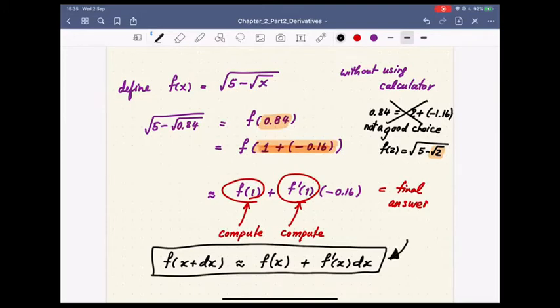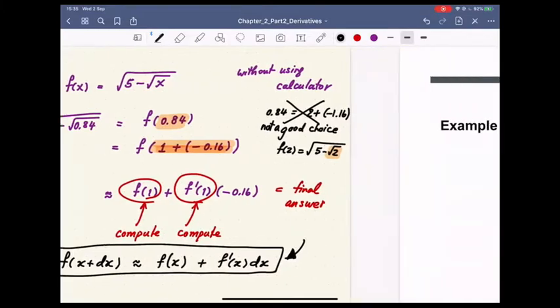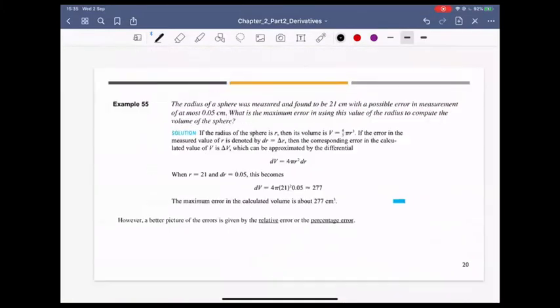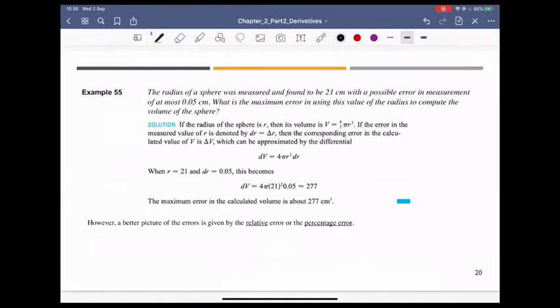All right, so let's do more examples. We're going to look at the application and some more complicated problems on using differentials. Let's look at example 55. This is the one that I just copied from the book. I will show you how it works. Let's read the question first.